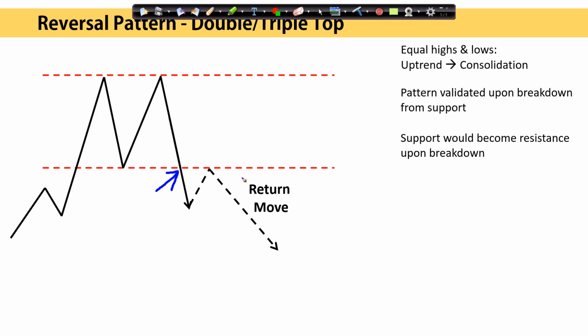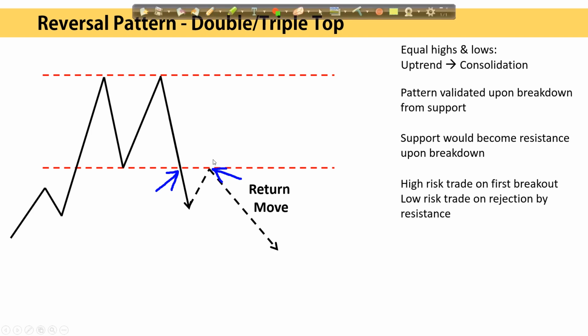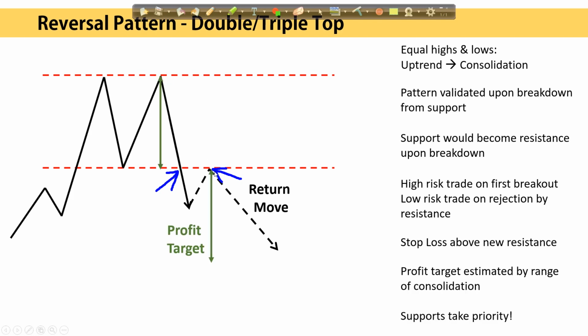And again, the first one is more risky and the second one would be more conservative, but you may not always have that. And for both trading setups, the profit target will just be the projected range of the consolidation and projected from the point of breakout over here. For both trade setups, you would like to place your stop loss above the new resistance over here. Again, remember to look for nearby supports as these take priority and may prevent you from realizing the maximum profit target.